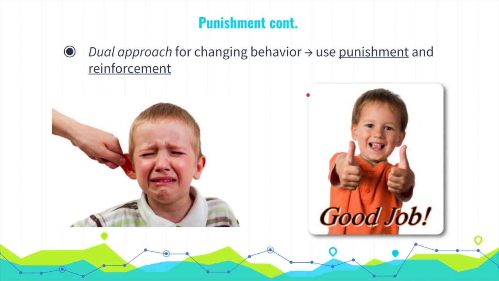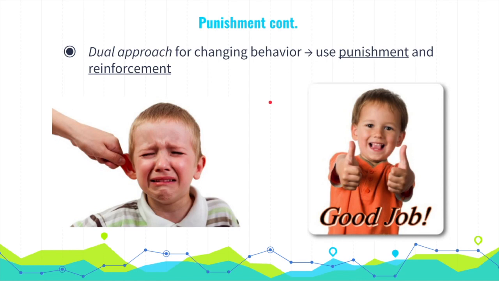Now, there is a very effective dual approach for changing behavior. It's when you use both punishment and reinforcement. As the book so eloquently states, punishment tells you what not to do, reinforcement tells you what to do. So, on the days that Frank didn't show up to AP Psych class, I refused to eat lunch with him, making him eat alone. But on the days he did, I gave him one of my cookies.